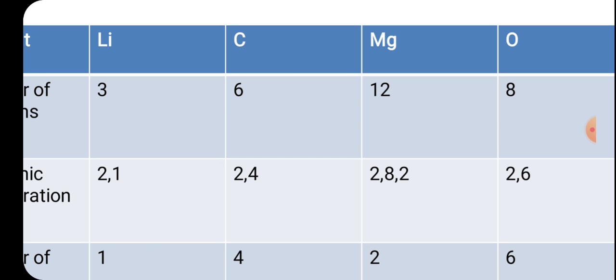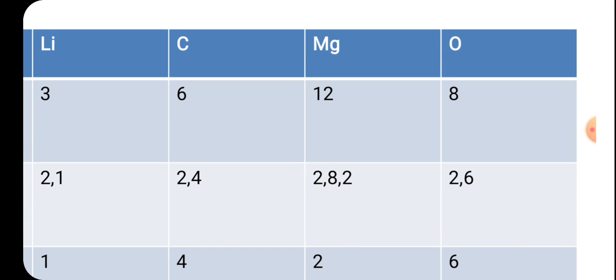Oxygen has 8 electrons and that are distributed this way. 2 electrons are present in K shell and remaining 6 electrons are there in L shell. So number of valence electrons are 6. Have you understood? Let me ask you few questions.